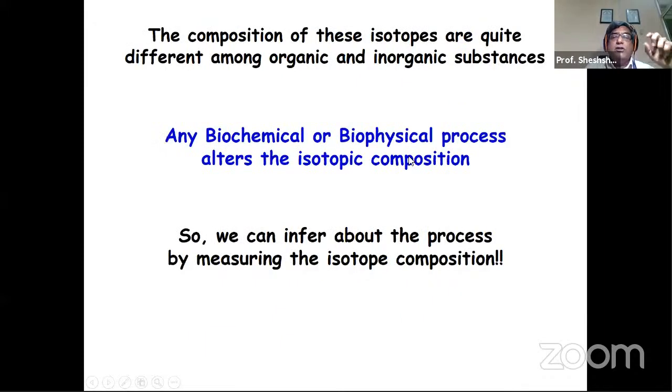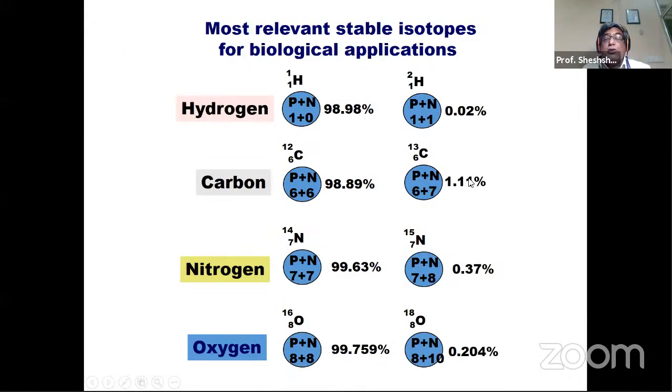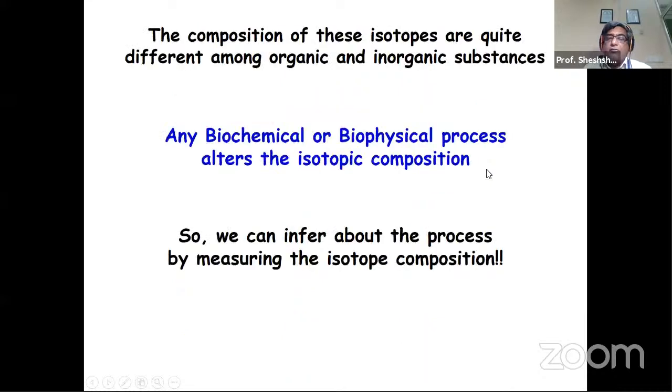Now, the composition of these, for example, if you take the ratio of 1 divided by 99, that's the kind of composition that we talk about, or it is 0.02 divided by 99.98, not 98, 99.98. When you look at this, it will be a very, very vanishingly small ratio, but that will give you quite a bit of information, like how I will tell you. The composition of these isotopes is very different in organic substances which are made by the process of biology.